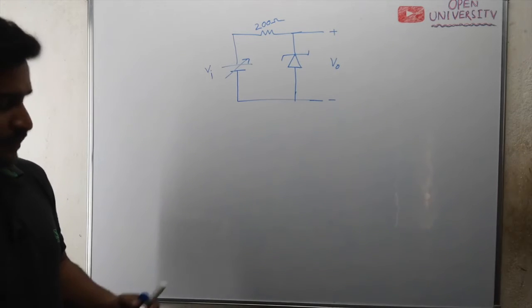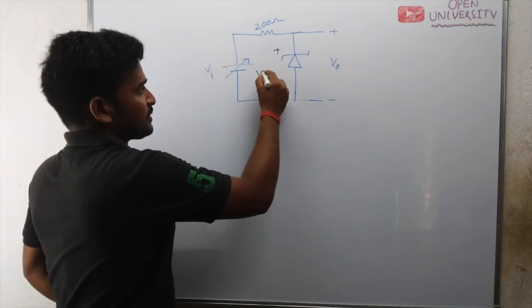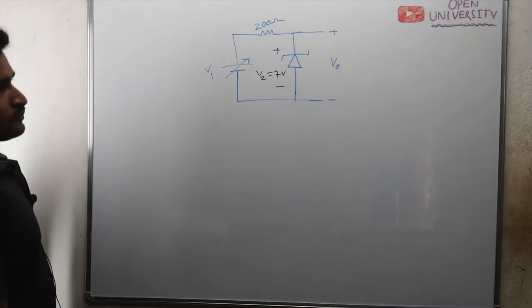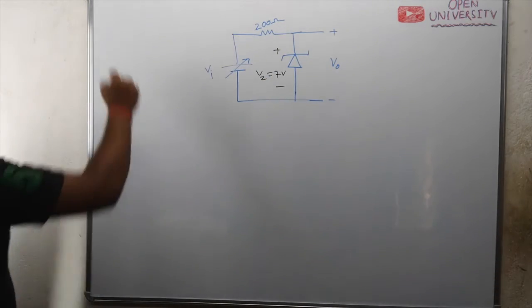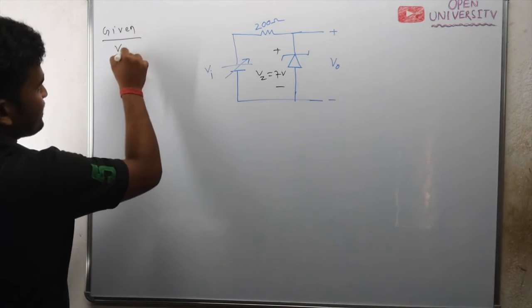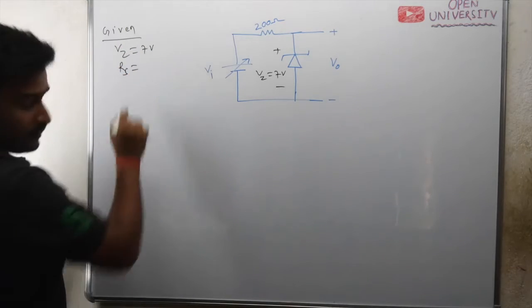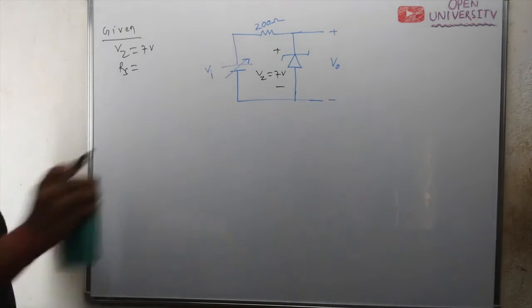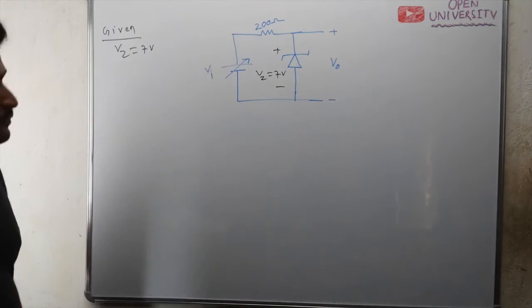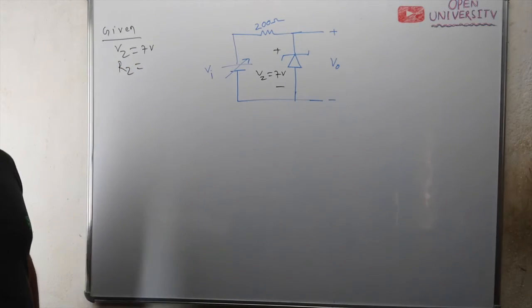What are the data given? VZ is given to be 7 volt. Okay, given data: VZ is given to be 7 volt and RZ is given to be 10 ohm.